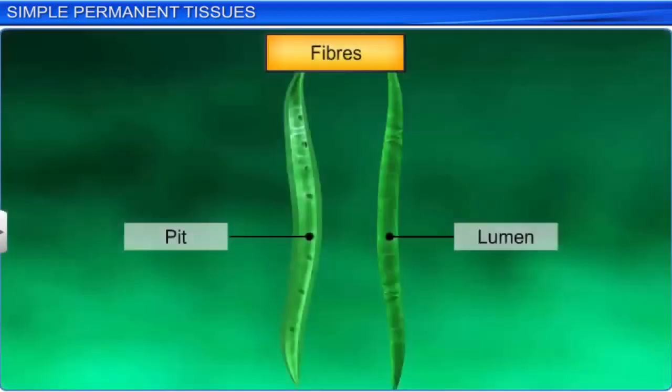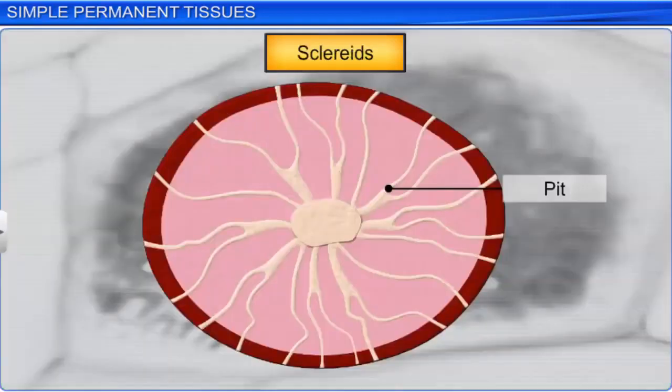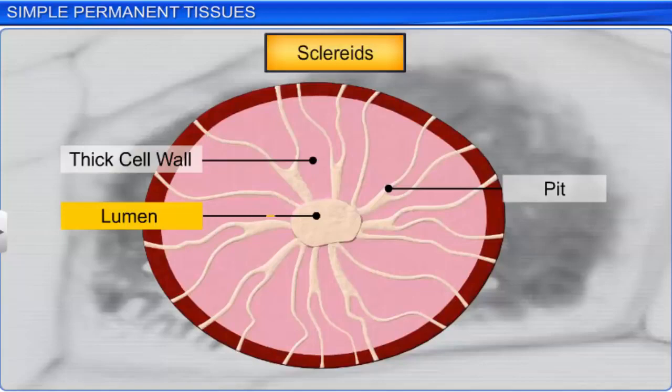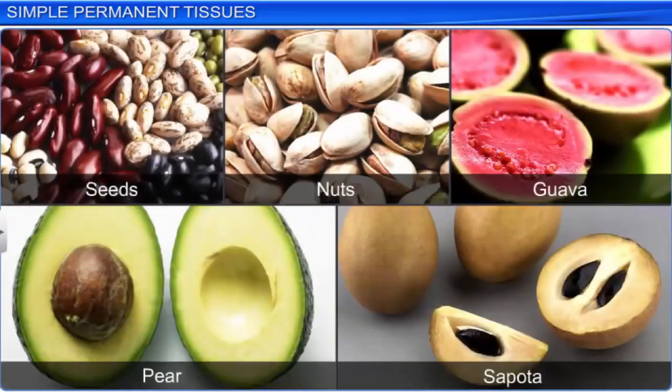Fibers are narrow, elongated, spindle-shaped, thick-walled cells with pointed ends. They usually occur in groups in various parts of the plant. Sclereids are short and thick-walled cells, generally spherical, oval, or cylindrical in shape. They are extremely lignified and have narrow cavities or lumen. They occur in the hard covering of seeds, the shells of nuts, and the pulp of fruits like guava, pear, and sapota.